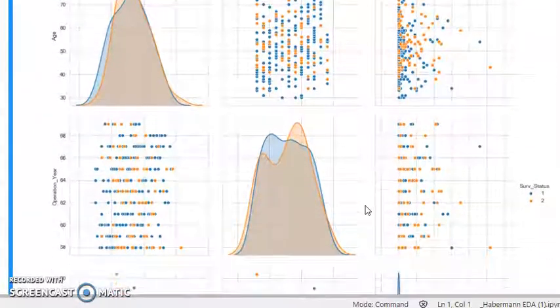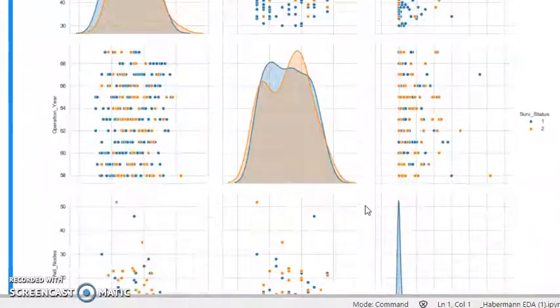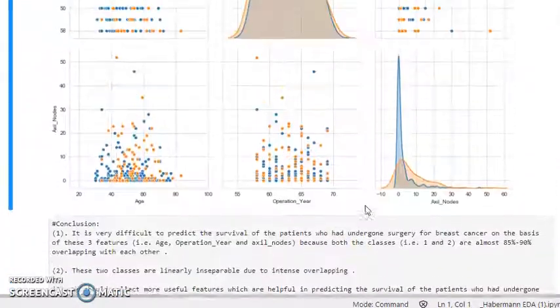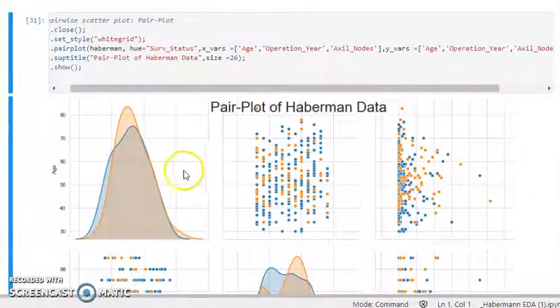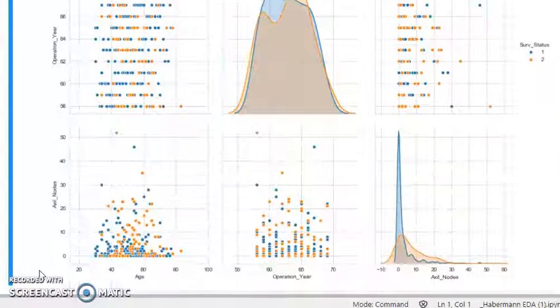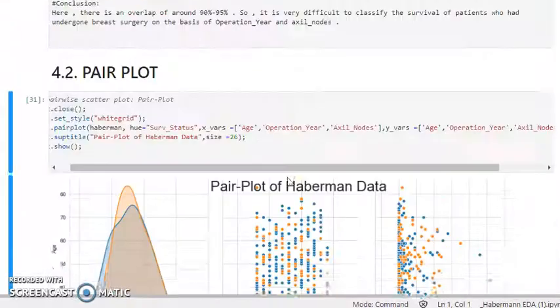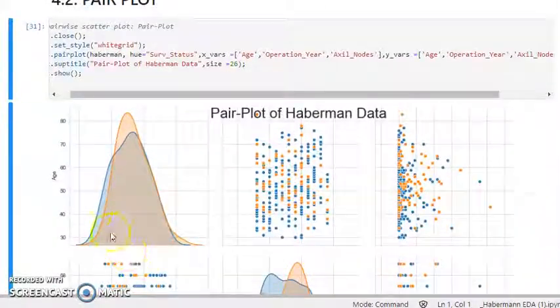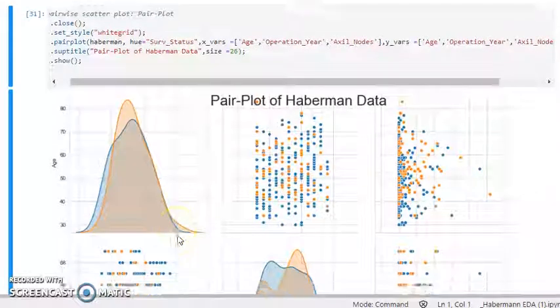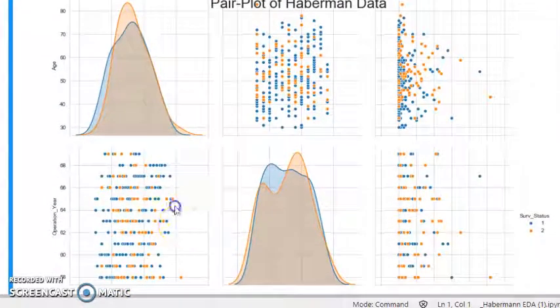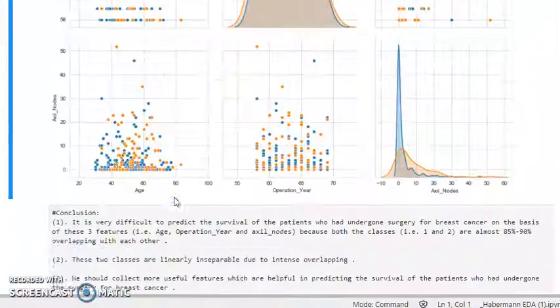Now let's look at this particular pair plot. Let me show you. Look, along the y-axis we have age, operation year and axial node, and again along the x-axis we have age, operation year and axial node. These are the PDF plots, and these are the scatter plots. And on combining these two things, we are getting our pair plot of Haberman data.